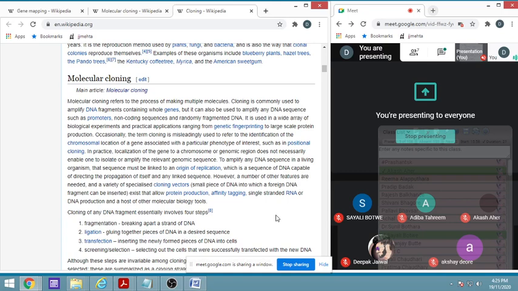So it is used in a wide area of biological experiments and practical applications, ranging from genetic fingerprinting. Just like our fingerprints are our identities, you go for Aadhaar, you go to many offices, you put your thumb, and that fingerprint is recognized, because it is totally different and cannot be resembled. It is your own specific one. Similarly, genetic fingerprinting is like that. Here each genetic one is a different one.